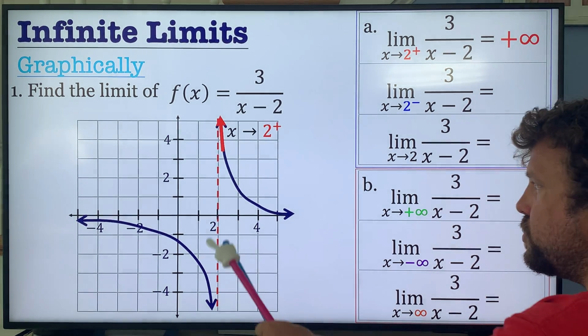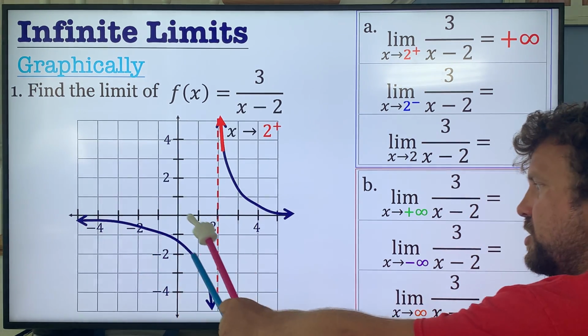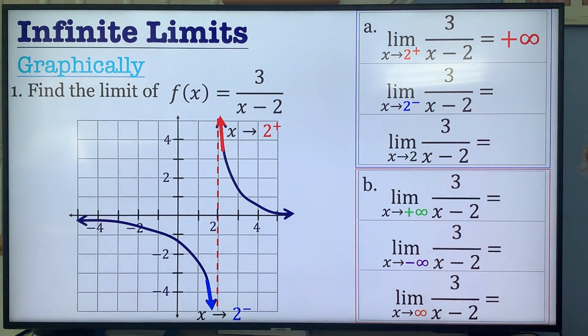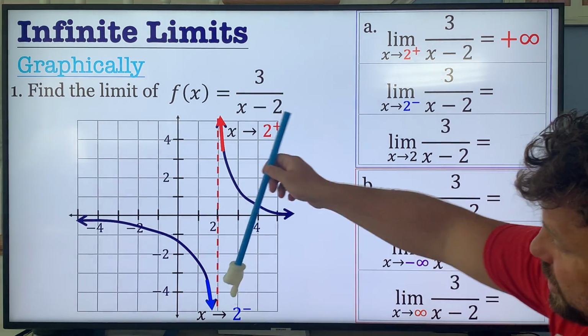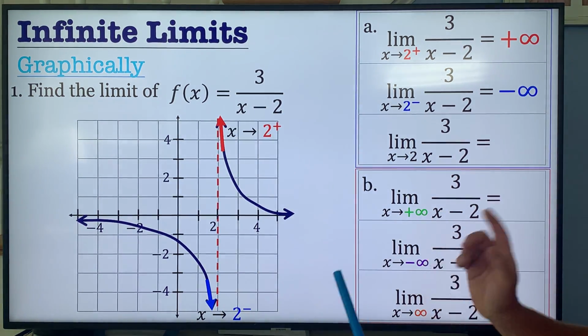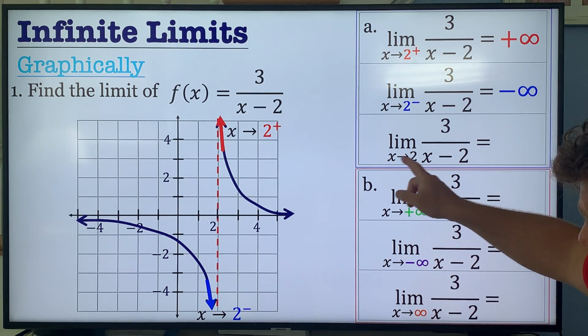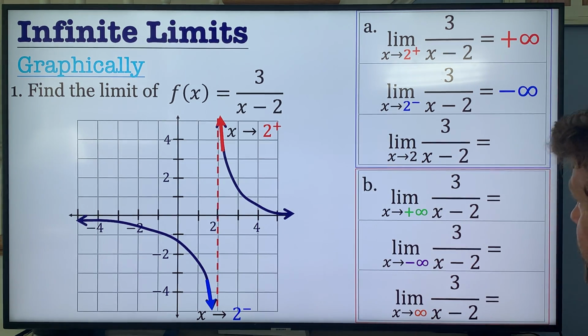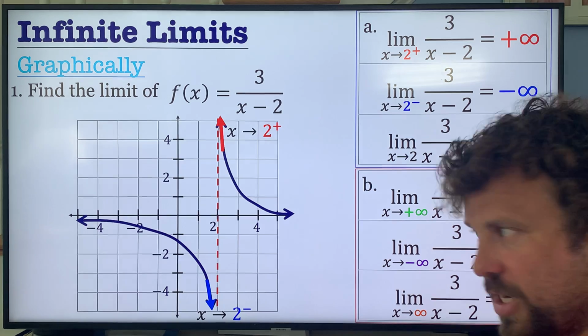As I approach 2 from the negative side, my graph is going to keep on going down. And if it goes down forever, it's going to negative infinity. Awesome. Now, what is the actual limit at 2? These are not equal, and even if they were equal, they're unbounded, so the limit does not exist. Good job.